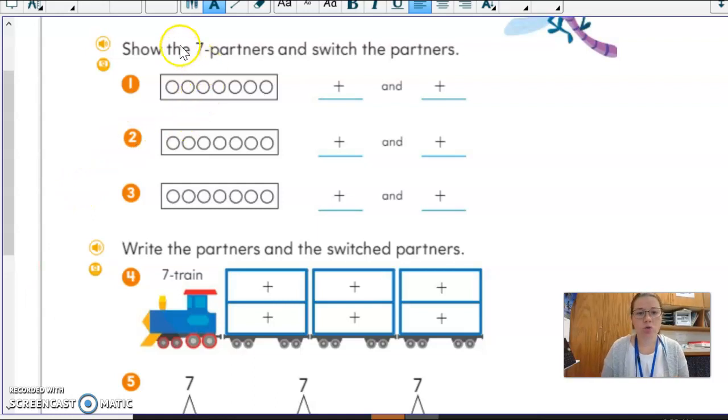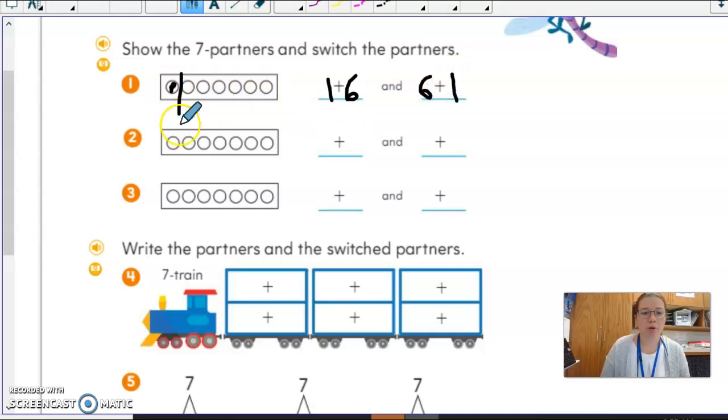First, to show the 7 partners and switch the partners, we're going to begin by splitting it by 1, coloring in this first dot. So we have 1 dot that's colored in, plus how many that are not? 1, 2, 3, 4, 5, 6. 1 and 6. And then we're going to switch it. 6 and 1.